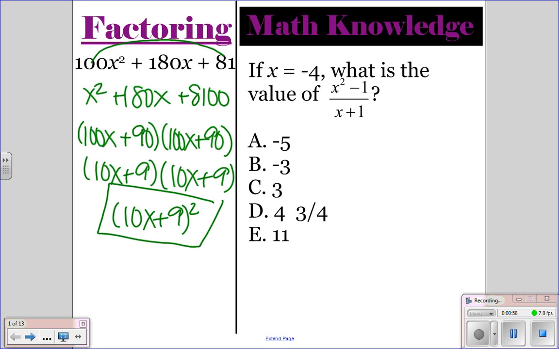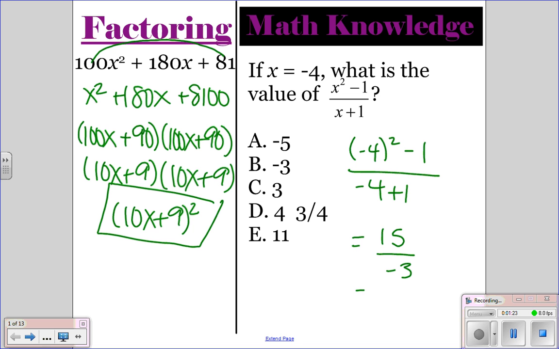Okay? For the math knowledge question, if x equals -4, we're just going to plug in a -4 into the terms. So we have -4 squared minus 1, so 16 minus 1 is 15. And then -4 plus 1 is -3, and so that's going to be -5, which is A. So that's the answer for your math knowledge question.